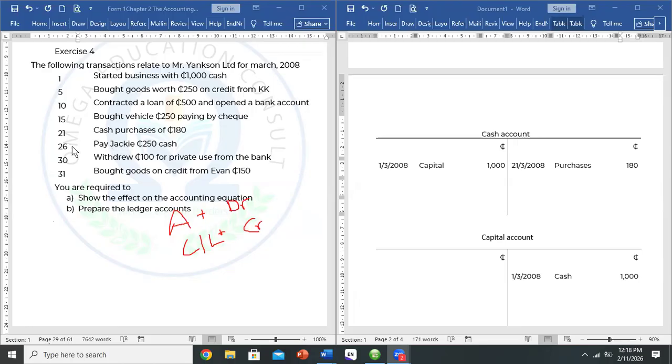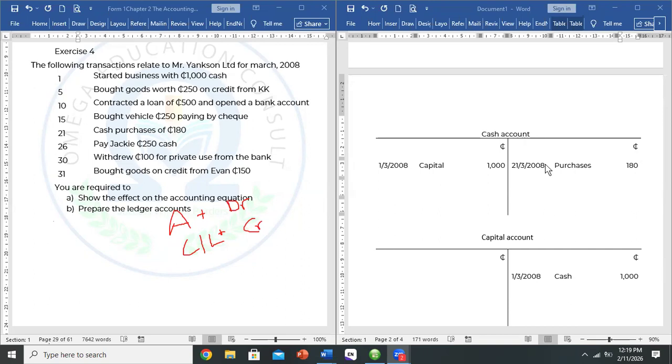So we're on the 26th transaction. Pay Jackie 250 cash. Now, we are convinced with the asset cash, right? But how did we know that Jackie is a liability or a creditor? The assumption is simple. Why would you make payment to somebody? It is only when you owe the person, right? That is why Jackie is seen as a creditor, because creditors are the people we owe as a business. So if you are making a payment to someone, it means that person is a creditor.